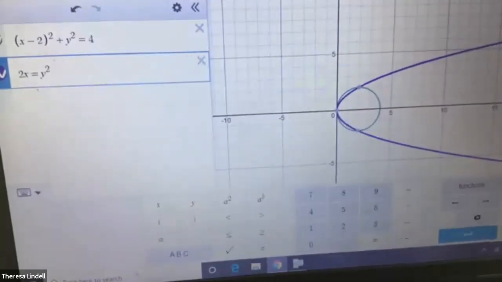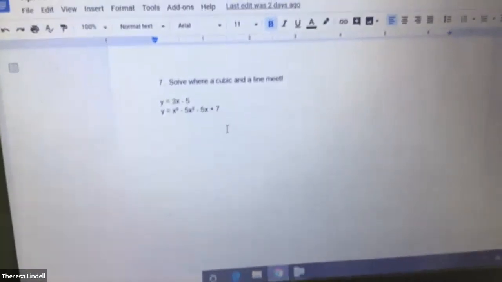All right, last one. Let's do it. A cubic and a line. Do you guys want to predict how many answers you think a cubic and a line are going to have?